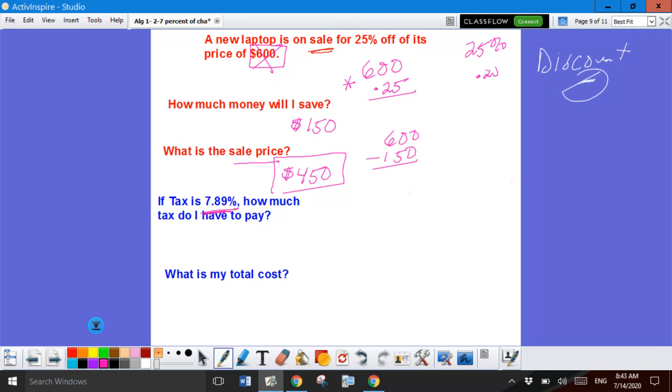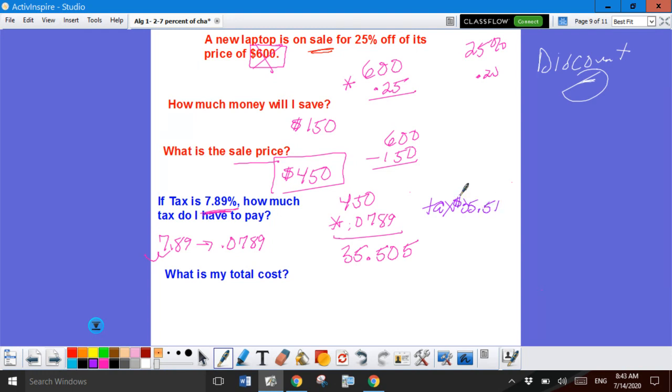So tax, again, 7.89. 7.89 as a decimal is 0.0789. Remember, that's 2 spots. So 450 times 0.0789 gives me 35.505. Okay, so what do you think the tax is? Do you think it's 35.50 or 35.51? If you said 35.51, you are correct. This is a 5.